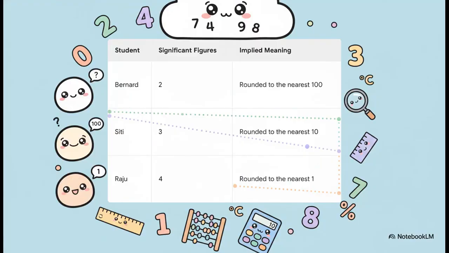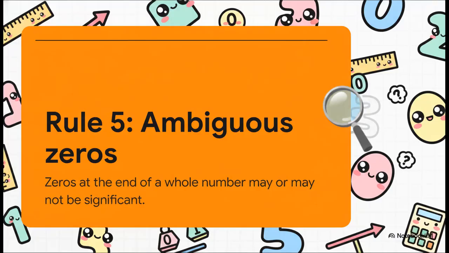And this table shows us why. It all comes down to how that number was made. If 7,500 was rounded to the nearest 100, Bernard's right. Only the 7 and 5 are significant. If it was rounded to the nearest 10, then Siti's got it right. And if it was an exact measurement right down to the ones place, then Raju takes the prize. And this brings us to our 5th and final rule, I promise. Those zeros at the end of a whole number are just ambiguous. We can't know for sure if they're significant without more information about how the number was rounded or measured.